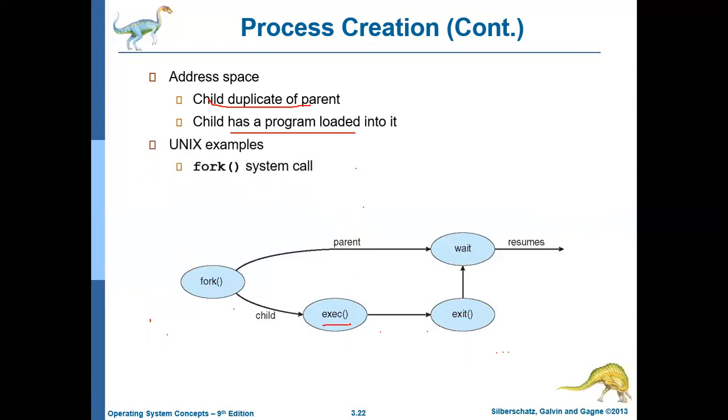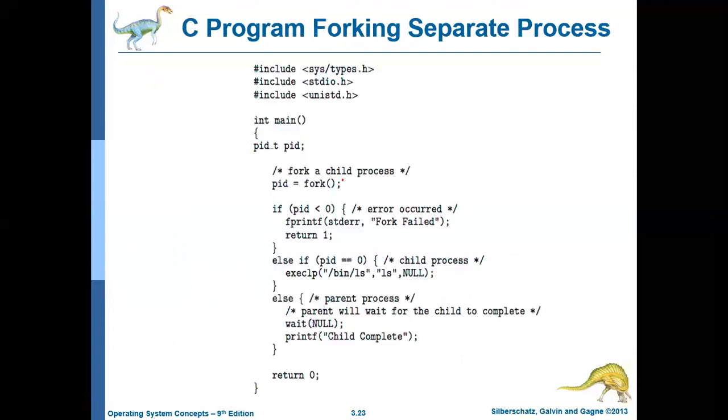So in Unix or Linux, the child process is created by using the fork system call, which I have already discussed. And if you want to change the memory image of the child, then you can call the exec system call. So fork is used to create a child, and exec is used to change the memory image of the child. So here is a simple program which is used to create a child process.